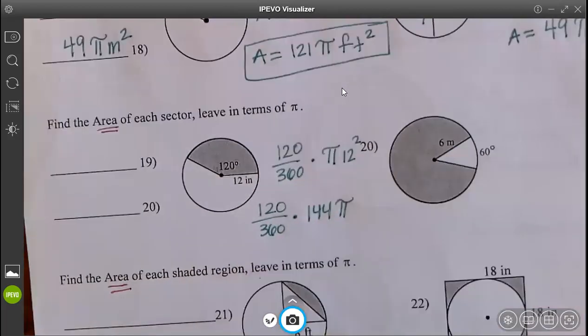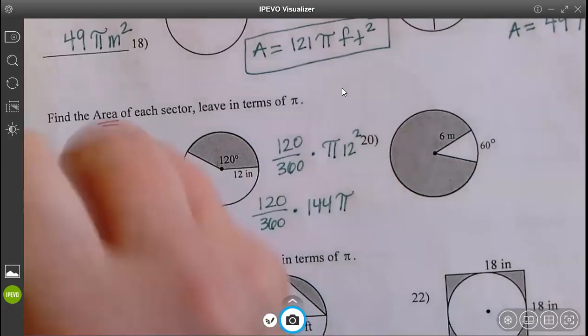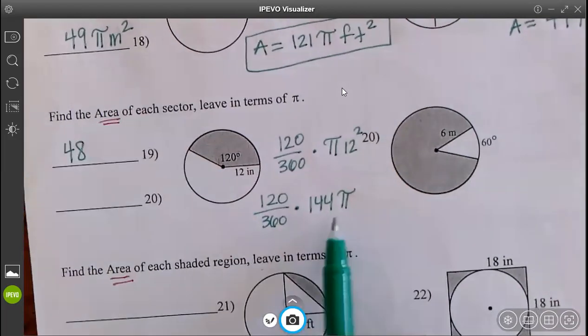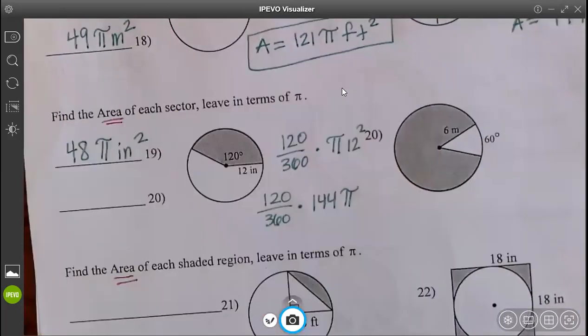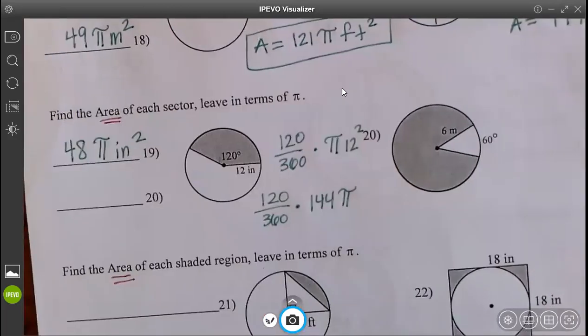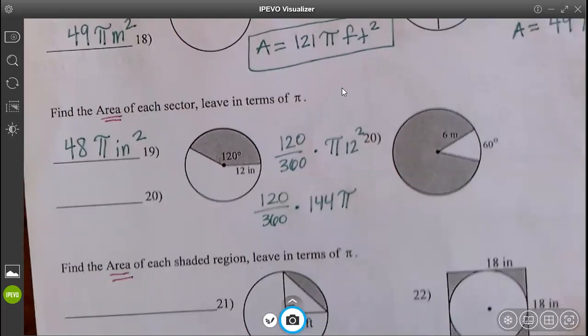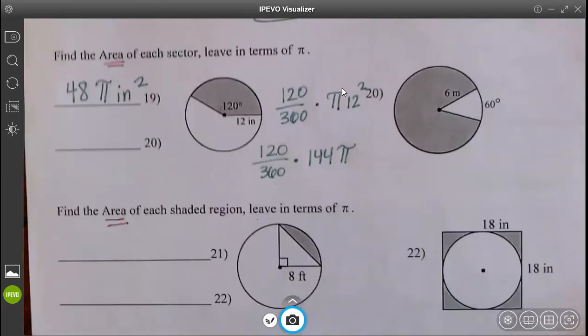Now I'm going to put all of that in the calculator. I'm going to do 120 divided by 360, and then multiply that by 144. And I'm getting 48 pi inches squared. Okay, so any of the ones that say area, you square those, and then the ones that are the arc length, you just put inches or whatever it is.